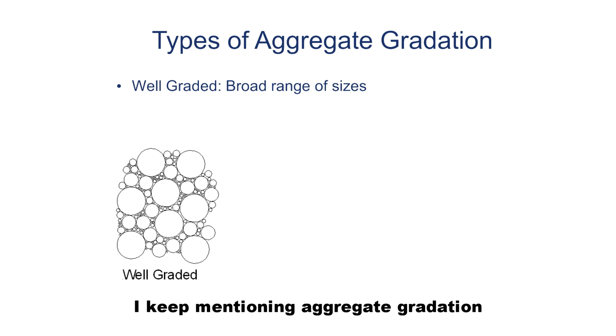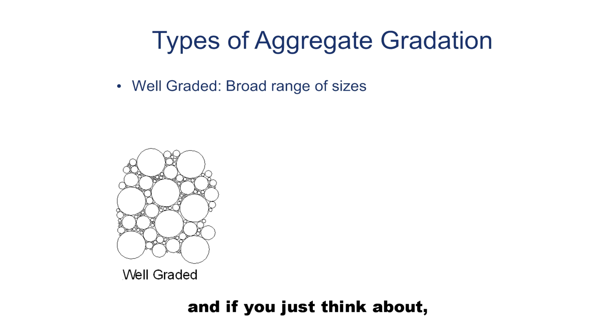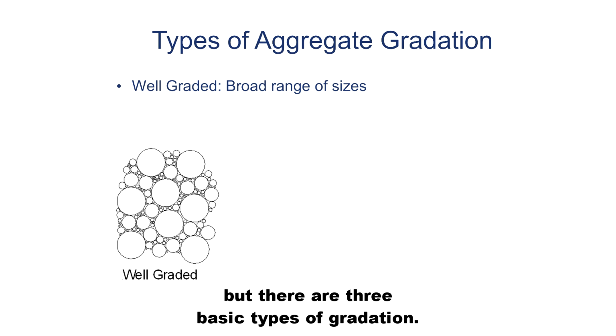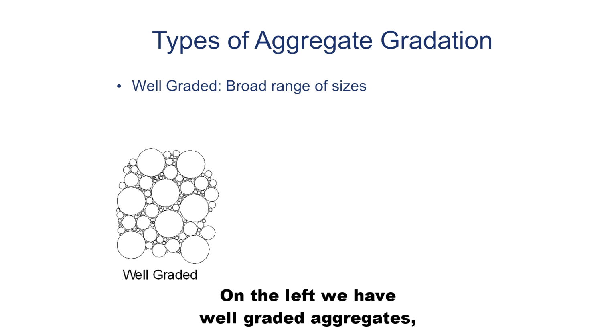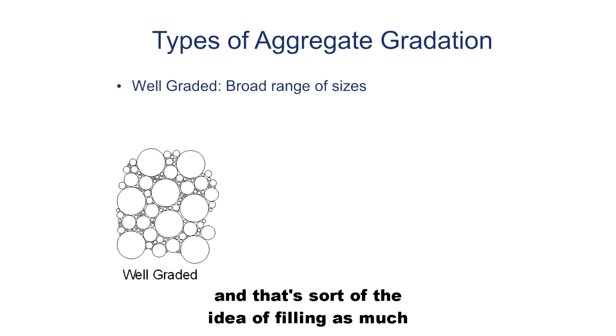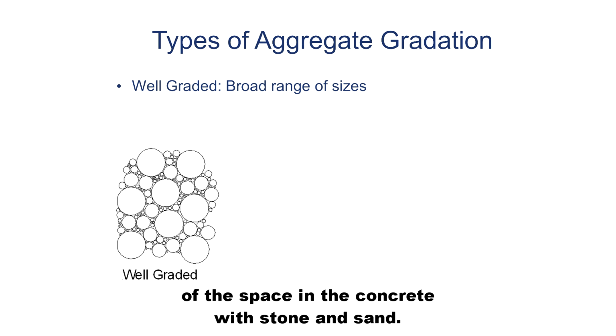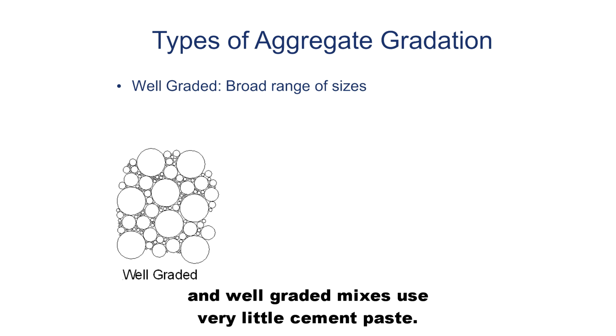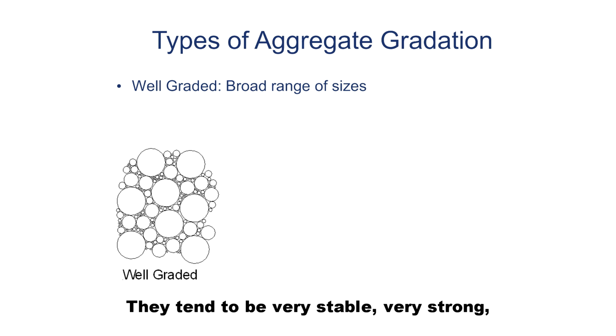I keep mentioning aggregate gradation, and if you just think about it, it's a description of the particle sizes: big stuff, medium-sized stuff, and little-sized stuff. And that's a very crude description of it. But there are 3 basic types of gradation. On the left we have well-graded aggregates, and that's sort of the idea of filling as much of the space in the concrete with stone and sand. So very solid, inert particles. And well-graded mixes use very little cement paste. They tend to be very stable, very strong.